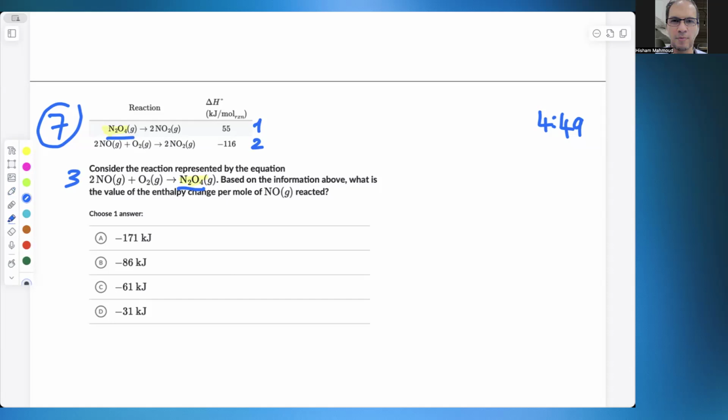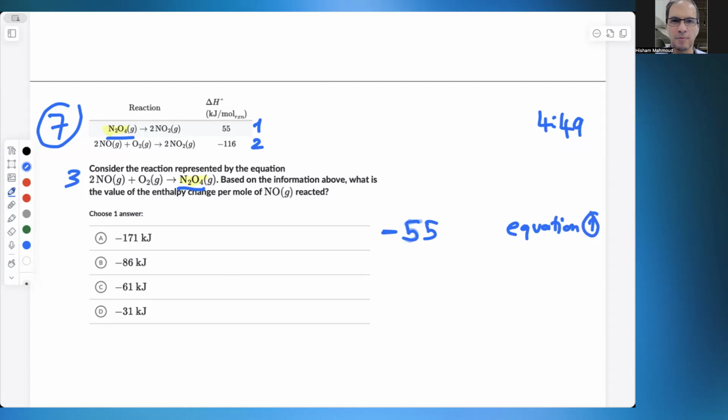So I will take this plus 55 and reverse it. It will become minus 55. So equation 1 again, it will be minus 55.